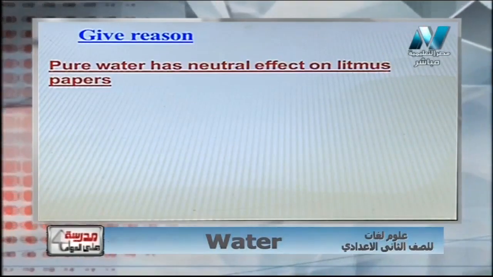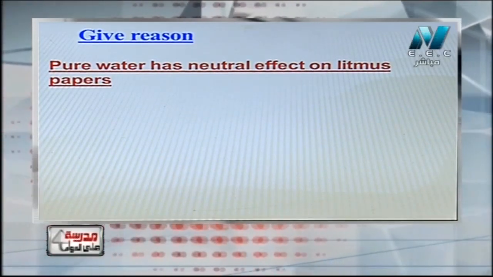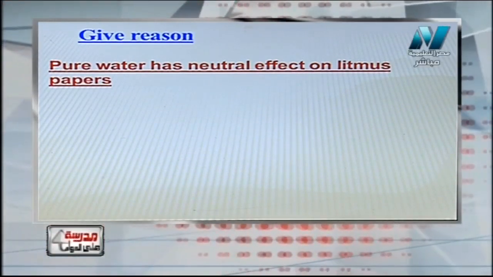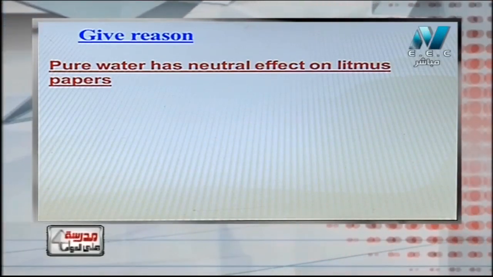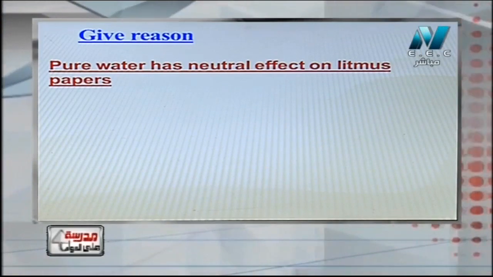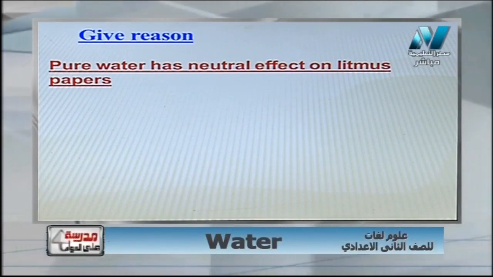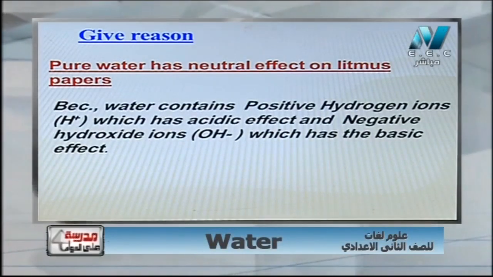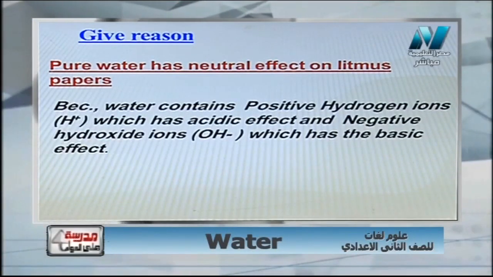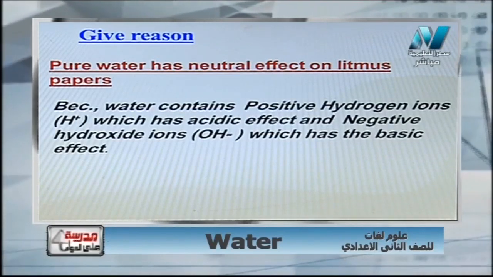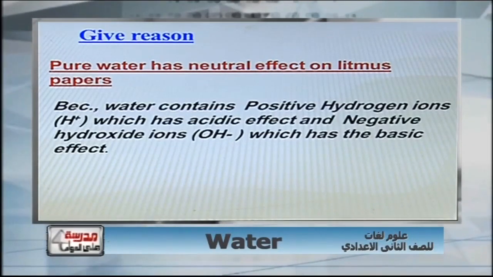Give reason: pure water. And what is meant by pure water? All the molecules are H2O. It has a neutral effect on litmus paper. Again, give reason why pure water has a neutral effect on litmus paper. What is meant by neutral effect? The litmus paper color doesn't change. The red remains red and the blue one remains blue. Okay, why? Because water contains positive hydrogen ion H plus, and the H plus is responsible for the acidic effect, and negative hydroxide ions which have the basic effect.